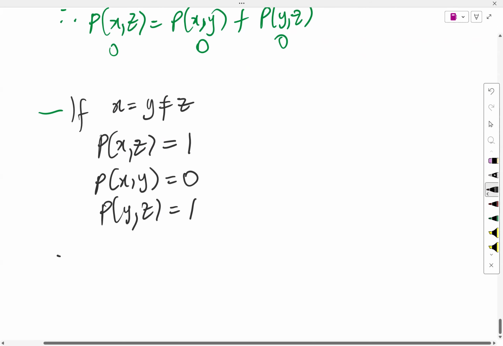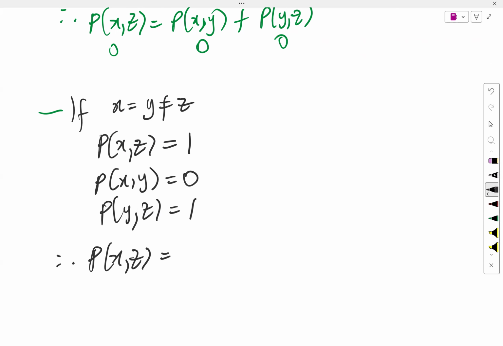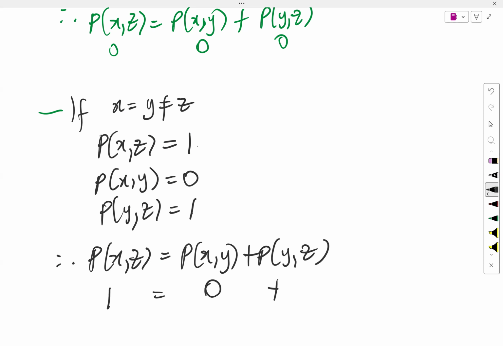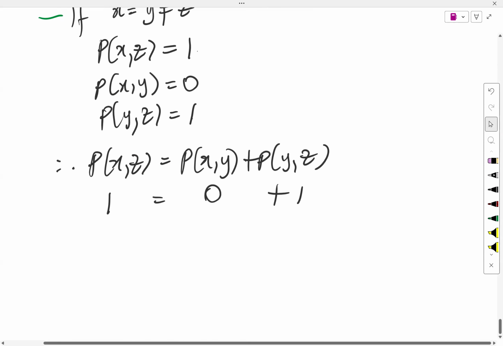So again, we have p of xz equals, in this case, 0 plus 1, which is 1. So p of xz equals p of xy plus p of yz. That means this is 1, and that is equal to 0 plus 1. Here you had 0 equals 0 plus 0. So you see p of xz is 1, p of xy is 0, p of yz is 1. So 0 plus 1 is 1, and they are equal in this case.